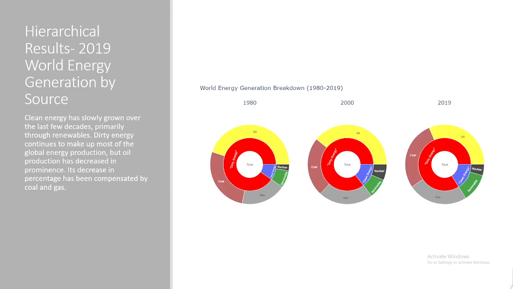We can further take a look at this breakdown by using the sunburst charts. So here we are seeing that clean energy is slowly growing over time, making up a lesser percent of the total energy until it's reaching where it is right now, being around maybe 18 or 20%.